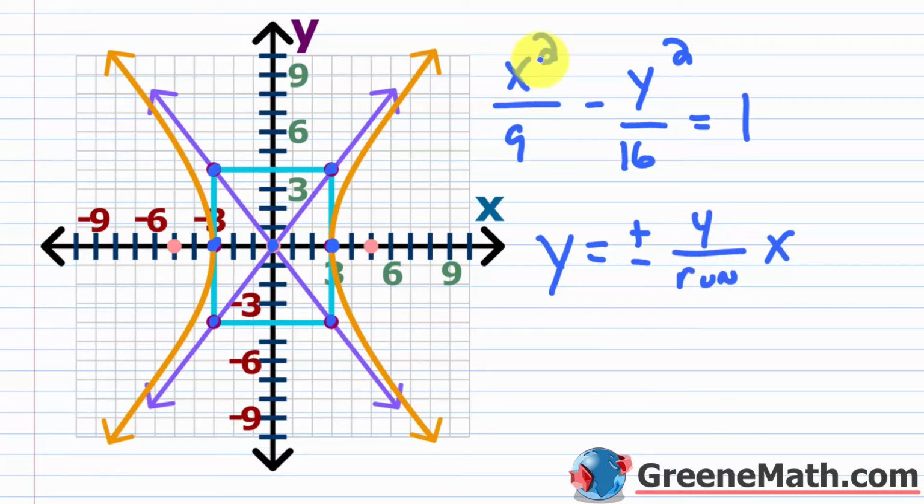For the run, I think about x squared. Under x squared, I have 9. Square root of that is 3. Okay, so that's all you need to do. So these would be the two equations for these asymptotes, so you can get it that way as well.